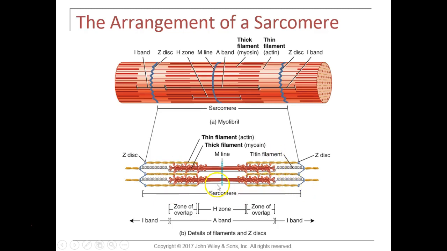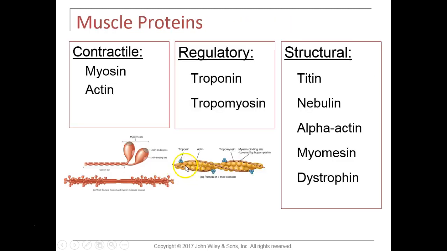In order to induce that contraction, these myosin head groups have to be able to physically bind to their binding sites. So when we want to contract the muscle, those binding sites have to be exposed. And what exposes them? Calcium ions binding to troponin causes tropomyosin to move out of the way of those binding sites. So the myosin molecule can bind to the thin filament and pull on it, and we get contraction.